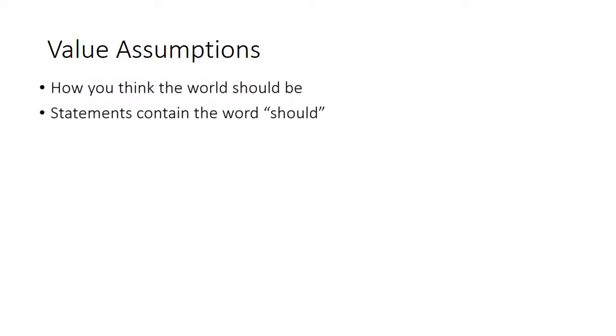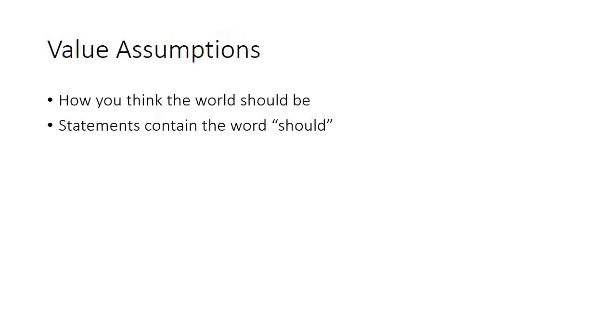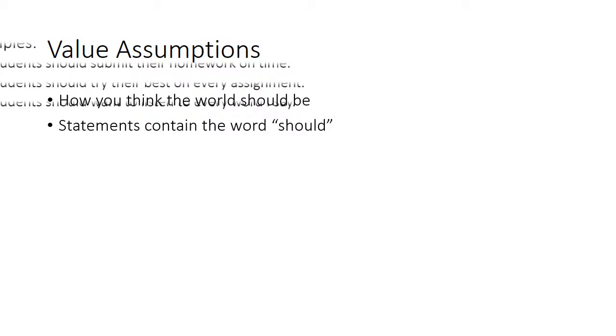All right, now that you've formed an argument, we have to do some self-examination of ourselves, and when we're doing audience analysis, we project what we think the audience might have in terms of assumptions. The first type of assumption we're going to discuss is value assumptions. So value assumptions, they're how you think the world should be. They should contain the word should, right? So shoulda, coulda, woulda. Should for value assumptions.